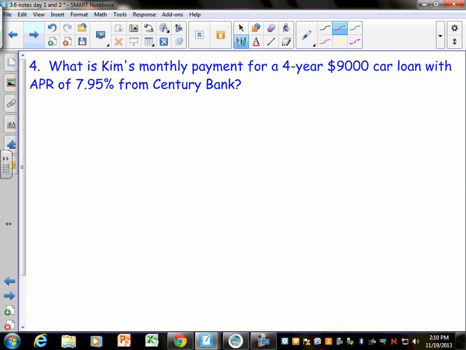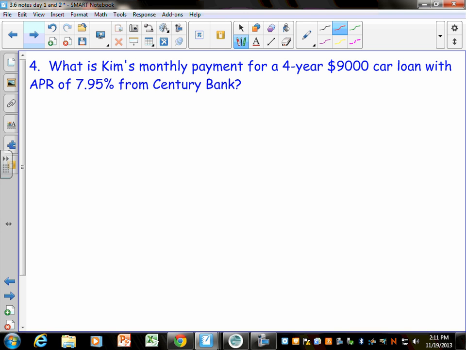What if I asked you for your monthly payment? If you ever go to buy a car somewhere and you get a loan, they come and tell you, well, your monthly payment is going to be around this much. And they're using formulas like this. It says, what is Kim's monthly payment for a 4-year, $9,000 car loan with an APR of 7.95% from Century Bank? If I'm trying to find the monthly payment in that big giant formula, which letter am I looking for?